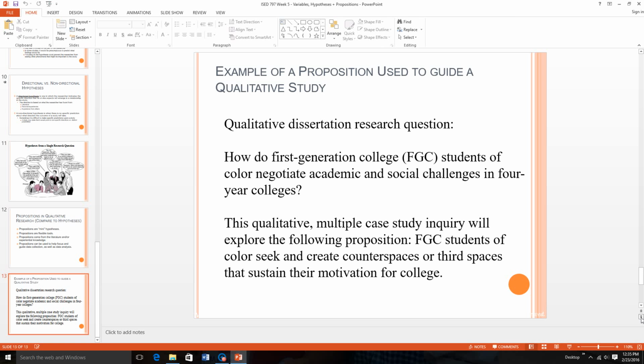There are some qualitative researchers that would never state a proposition because they believe that it might negatively affect how they perceive or receive information in the course of their data collection. But I'm very much a pragmatist, and I believe that theoretical propositions or propositions guiding research studies, such as qualitative ones, can be very helpful.